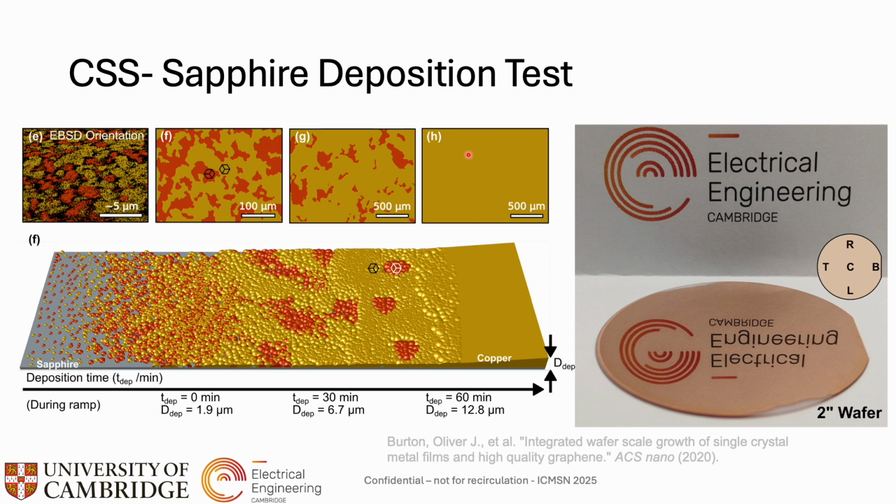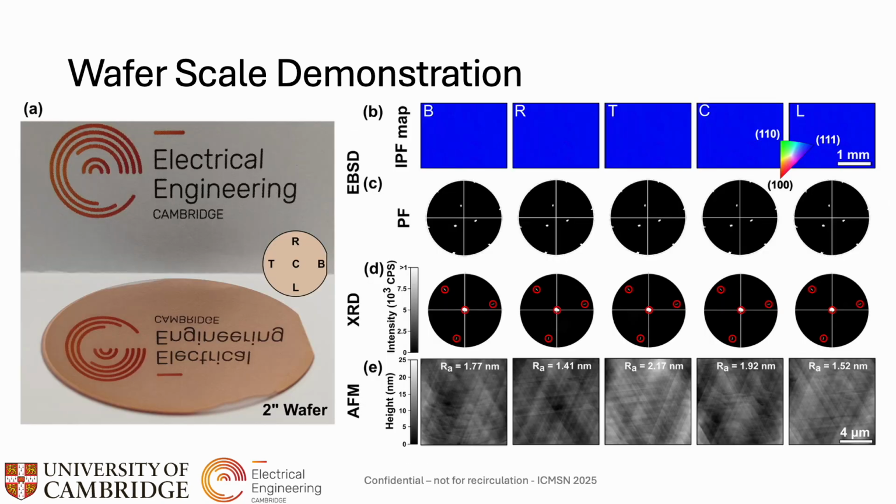But the net effect is you end up, after around 60 minutes, with an over 10 micron thick single crystal copper film. And we can characterize the quality of the copper film using all the usual methods, EBSD, XRD, and AFM. And we can see that the film is, for every location we've looked, and this is on the order of centimeter scale sample sizes, a single crystal with one orientation, and that the roughness is around 2 nanometers. So it's a very good quality film.